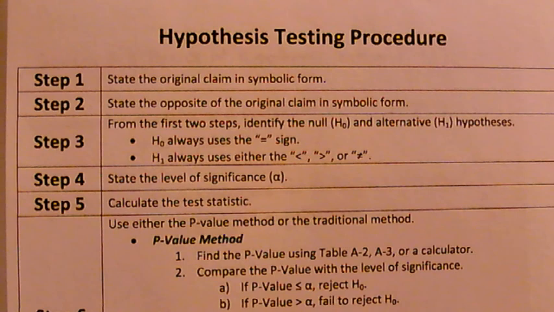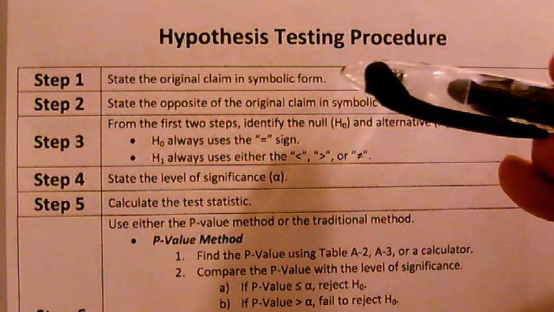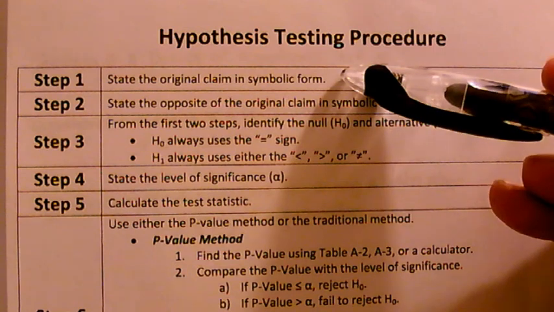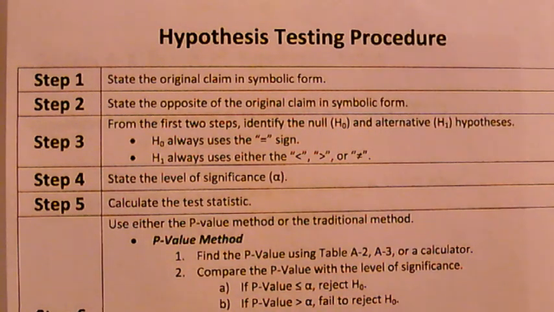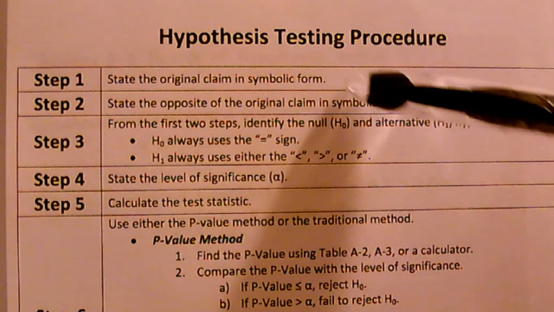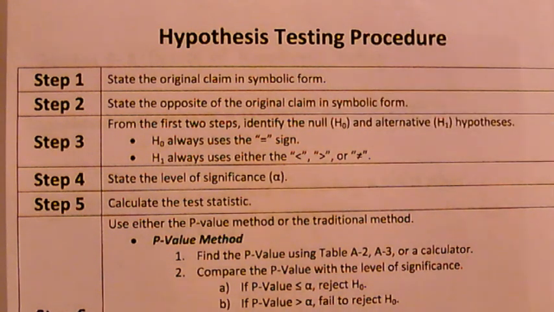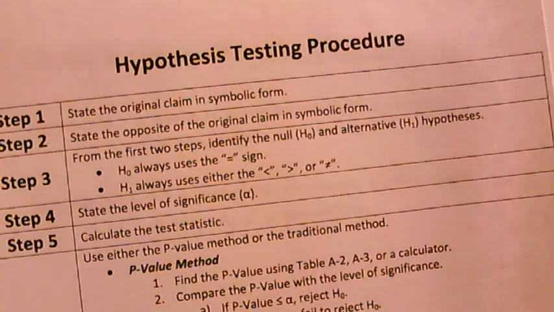So in this case, step number 1, you have to state the original claim in symbolic form. Then step number 2, you're going to state the opposite of the original claim. And then third, from steps 1 and 2, you're going to identify 2 things: the null hypothesis and the alternative hypothesis. So from steps 1, 2, and 3, I need to give you some more definitions.